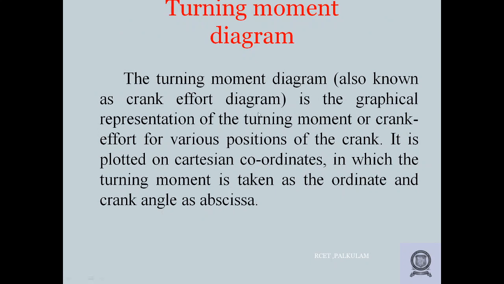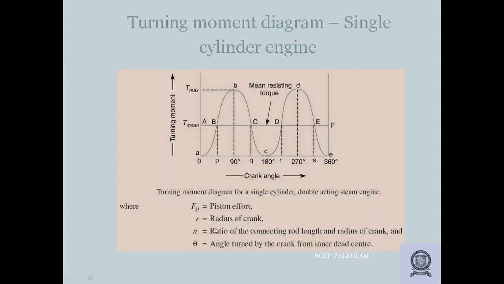The turning moment diagram is the graphical representation of the turning moment or crank effort for various positions of the crank. It is plotted on Cartesian coordinates in which the turning moment is taken as the ordinate and crank angle as the abscissa. So this is the turning moment diagram for the single cylinder engine, where Fp is the piston effort, R is the radius of crank, n is the ratio of connecting rod length to the radius of crank, and theta is the angle turned by crank from IDC.